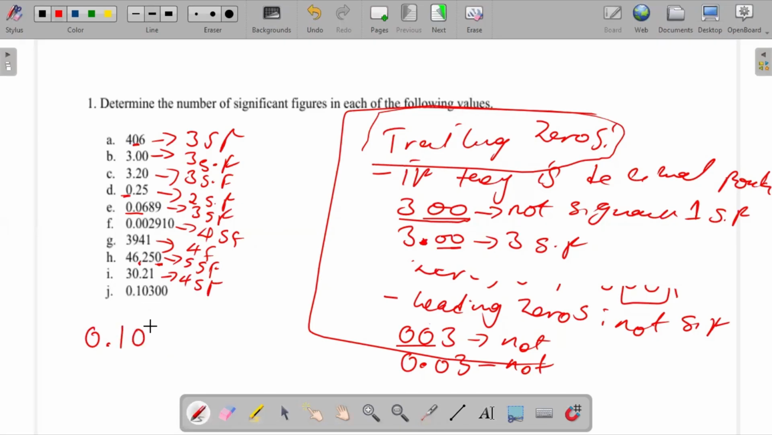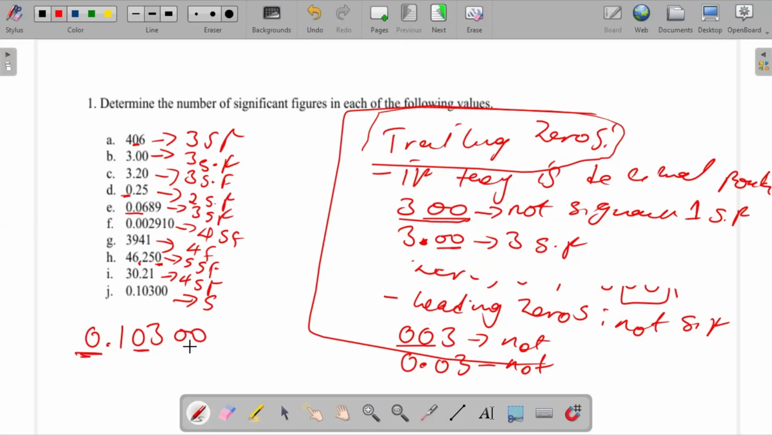So someone has already given us an answer. They're saying it's 5 significant figures, which is true. The reason is that this zero is not going to be significant. It's a leading zero. This other zero is going to be significant. It is appearing after a decimal point. It is in between non-zero numbers.